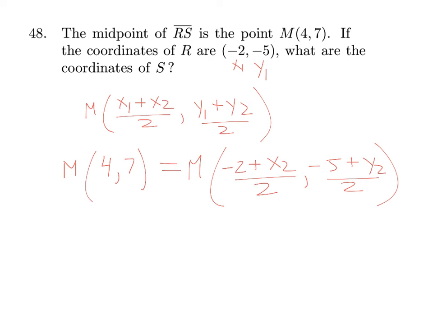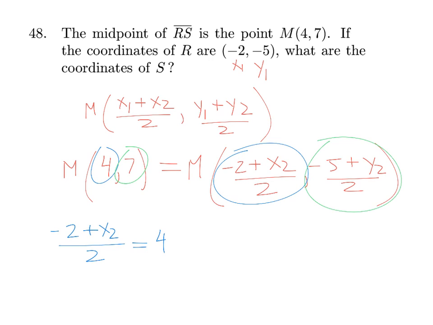So I have 4 is equal to that. So I have negative 2 plus x sub 2 over 2 is equal to 4. And then I also have this equation, negative 5 plus y sub 2 over 2 is equal to 7. Let's get rid of the fraction, multiply by 2 on both sides.